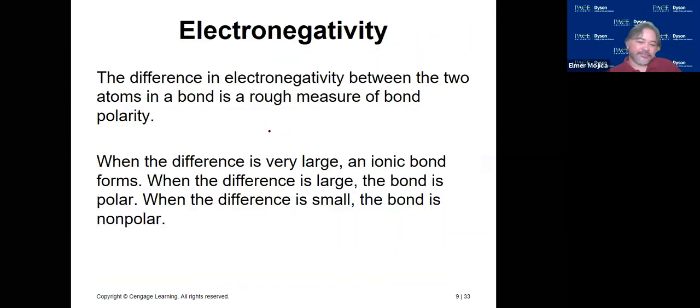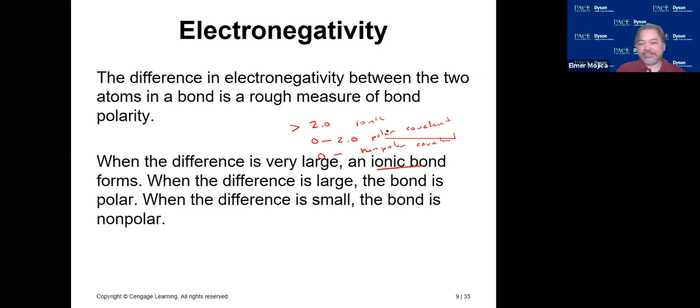Maybe we can do it here. So if the difference is very large, you have an ionic bond. The limit is higher than 2.0. When the difference is large, the bond is ionic. Between 0 and 2.0 the bond is polar covalent. If it's 0, that is just a non-polar covalent bond. So those are the pieces of information that you can get from the electronegativity difference.